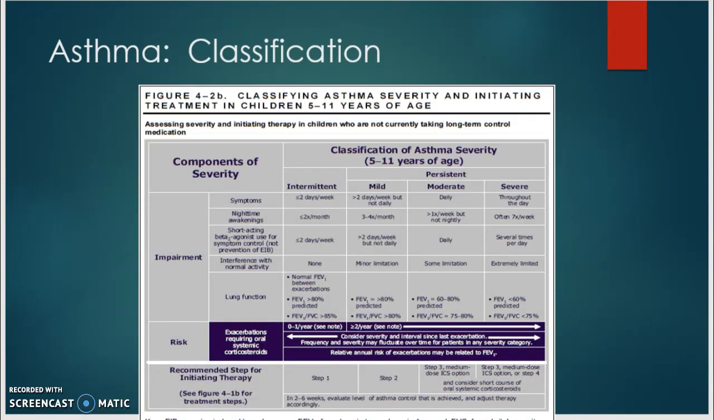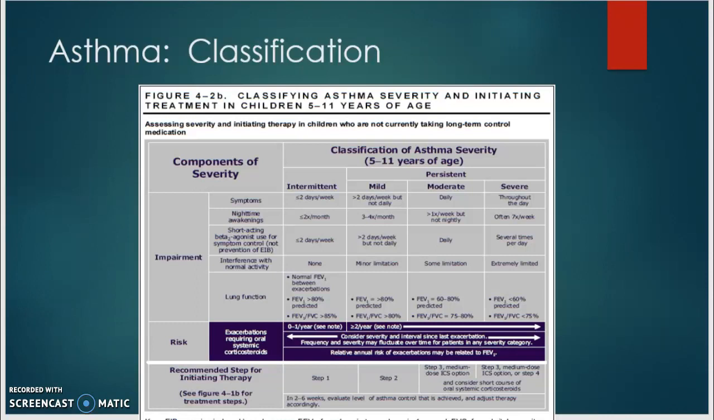So classification and diagnosing of asthma. So again, we can look at symptomatology. If you look over on the left-hand side of the screen, the components of severity, these are each of those things that you want to be looking at as you are assessing your patient, whether that be at the initial visit or even in subsequent visits following. So how bad is their impairment? Are they having symptoms intermittently, so maybe less than 2 days a week? Maybe it's more mild, where it's at least 2 days, probably more, but it's not every day. Maybe it's moderate, so they're having these things every day, or maybe it's so severe that they're having it all throughout the day.